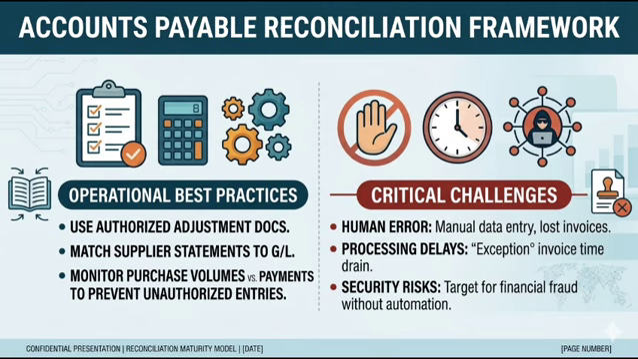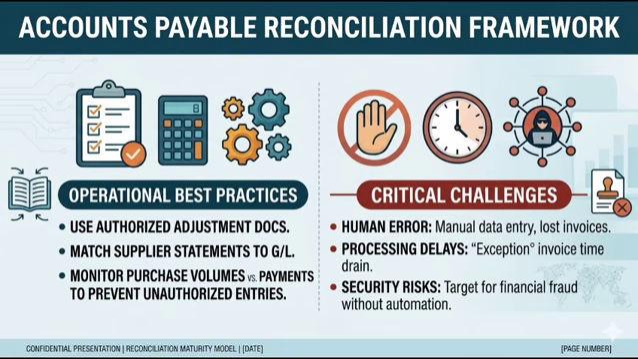Monitor purchase volumes versus payments. This is your early warning system. If you usually buy 50 boxes of paper but suddenly get a bill for 500, something is wrong. Watching these volumes helps you catch unauthorized or ghost bills before the money leaves the bank.